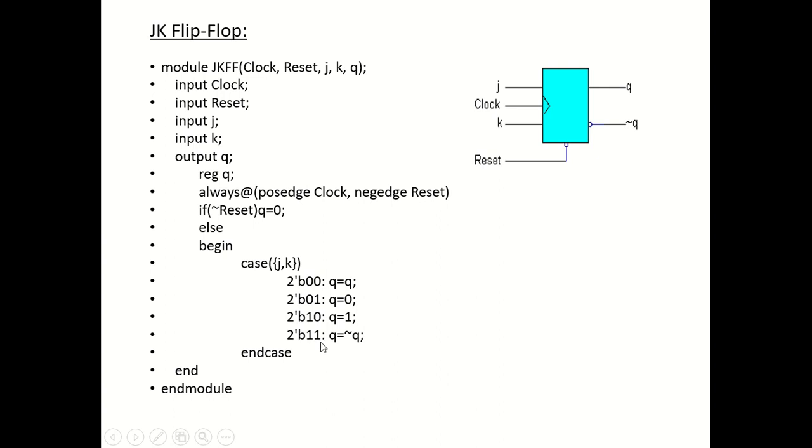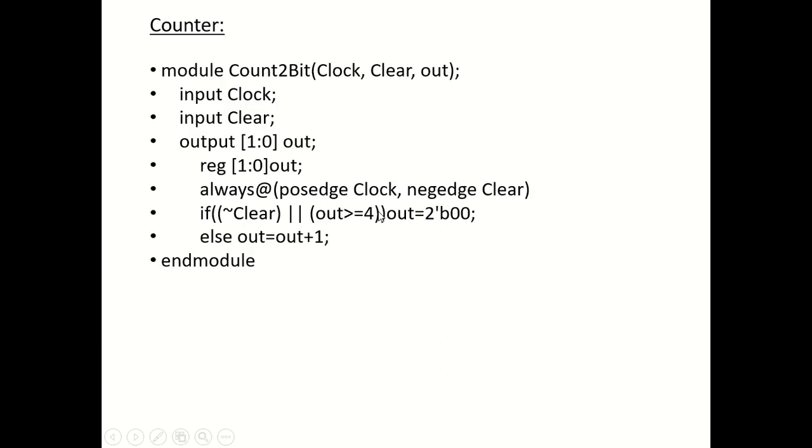If both are 1 and 1, then in an SR flip-flop that's an indeterminate state, whereas here in a JK flip-flop, it will just toggle. What was the previous output? Say the previous output is 0, then the current output on 1 and 1 is 1. And this is your end case. This is the case statement that is used inside this always at statement.